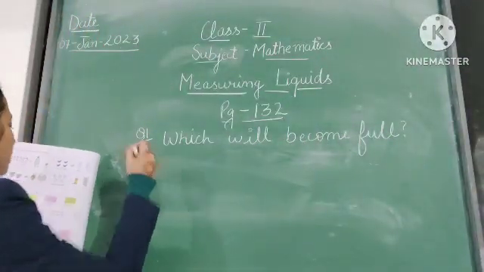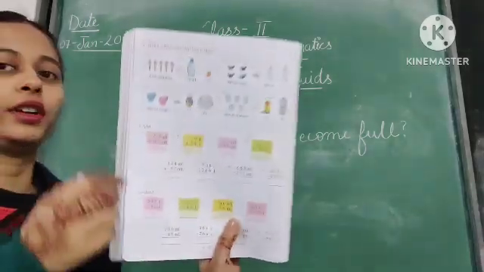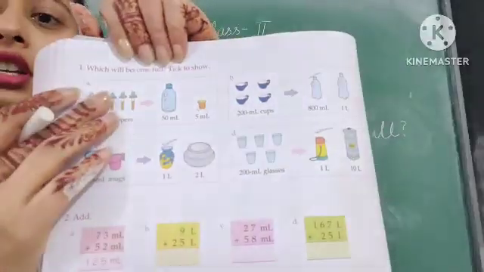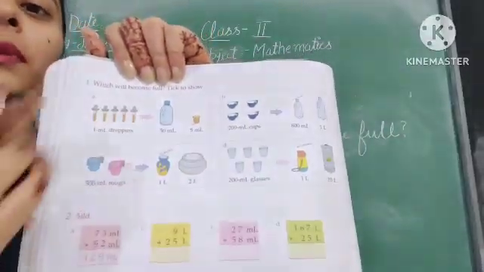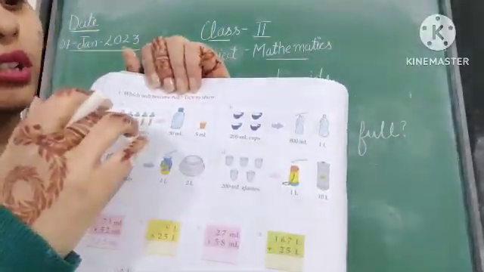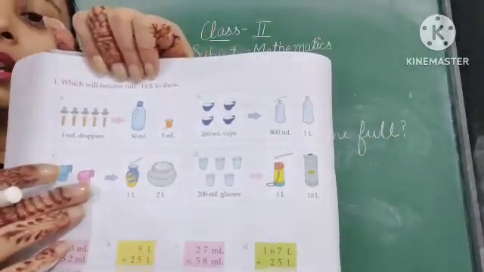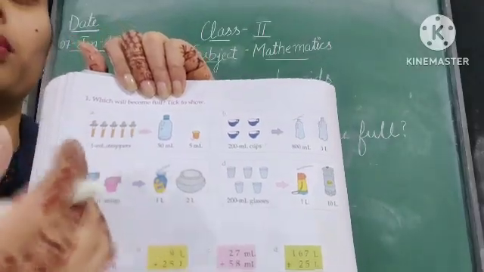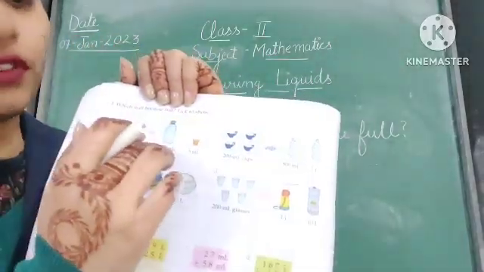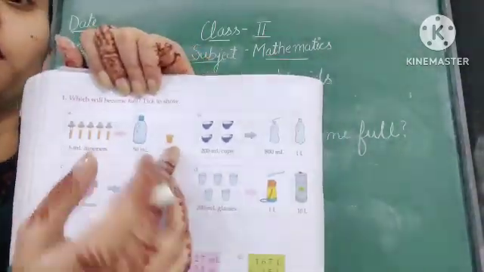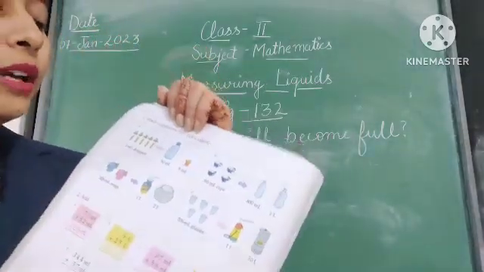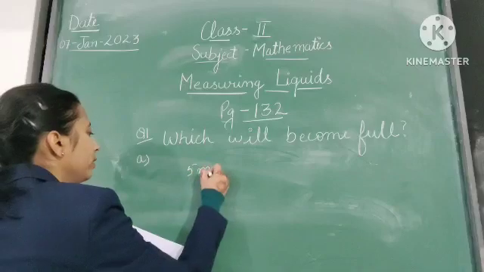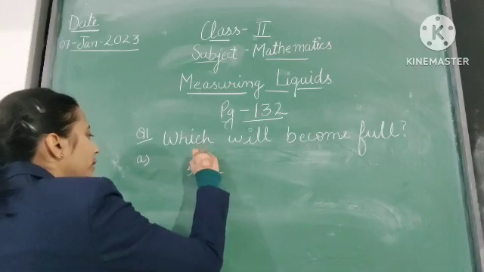Part A, here 5 droppers have been given to us with 1 milliliter of liquid each. So 5 droppers of 1 milliliter each means 1, 2, 3, 4 and 5. Total 5 milliliters of liquid is here in these droppers. So which container will they fill? 50 milliliter or 5 milliliter? Obviously the 5 milliliter cup would be filled next. So the 5 milliliter cup will be filled and it should be ticked.